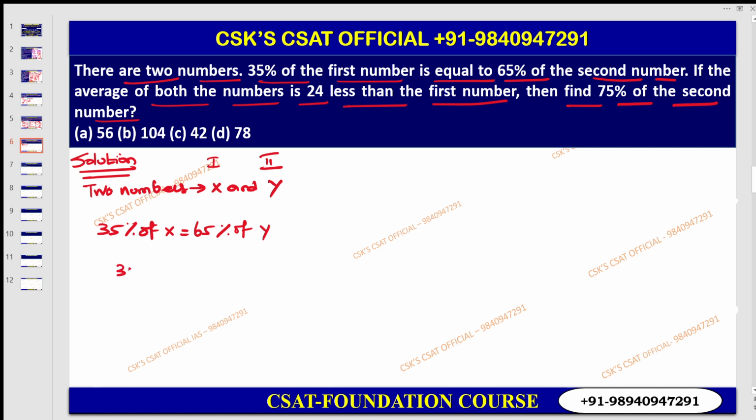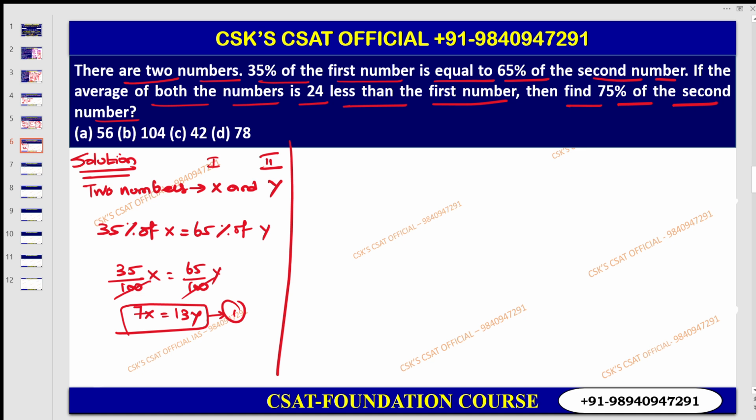So now we can rearrange here. 35 by 100 of x is equal to 65 by 100 of y. 100 gets cancelled. 5 table you can cancel this one. 7x is equal to 13y. I am keeping this as equation number 1.